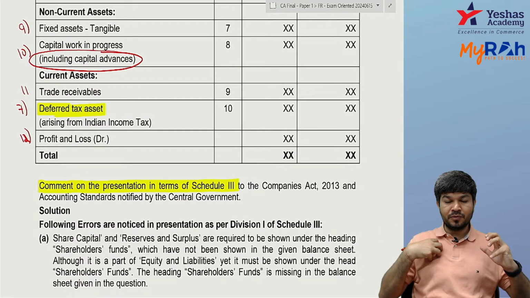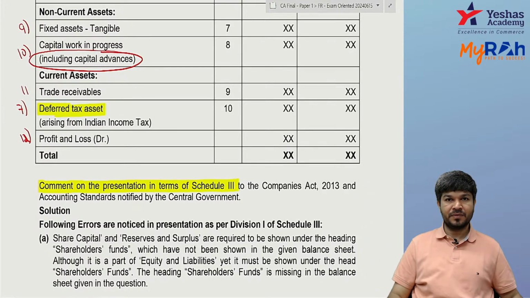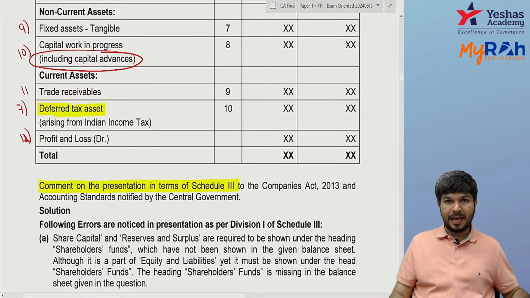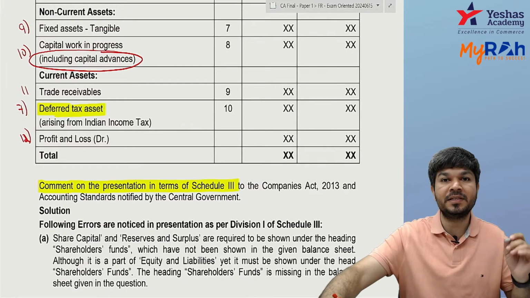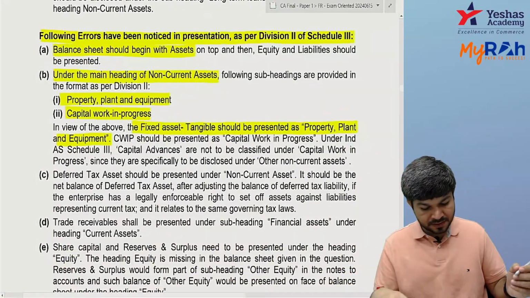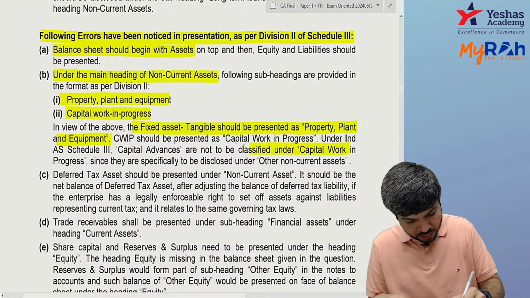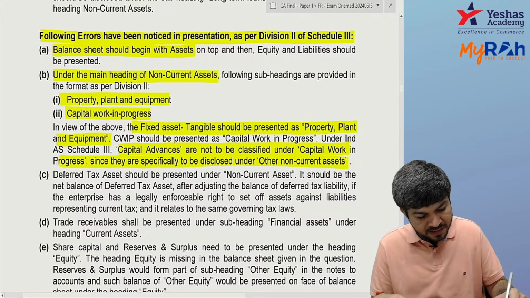Do I have a contractual right to receive cash or other financial asset? No, I don't have a contractual right to receive cash or other financial asset. Capital advance comes under your other non-current asset, not under CWIP. So check out, capital advances are not to be classified under CWIP. They will be disclosed under other non-current asset.